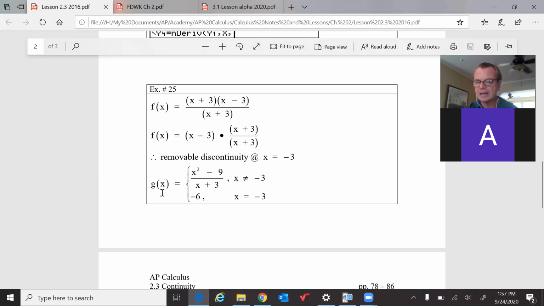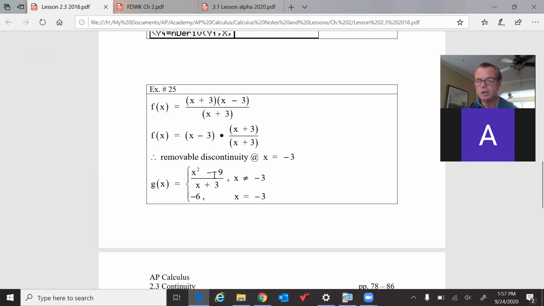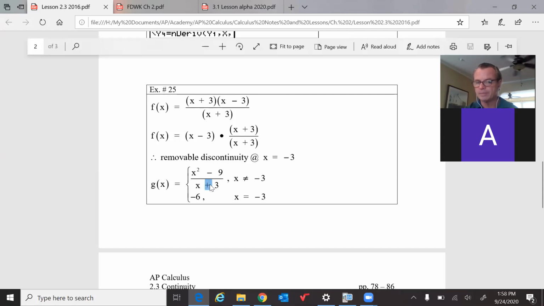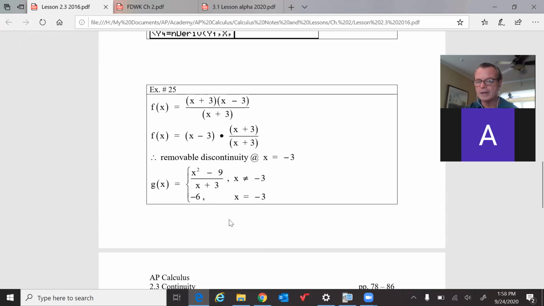If I want to write this thing and fill in the hole, I change f and say, okay, I call it g. Here's the question. X cannot equal -3. That's not in the domain. So instead, we're going to define -3 to have value of -6. Where are we getting that from? Because if I put -3 in here, -3 plus a -3 is -6.